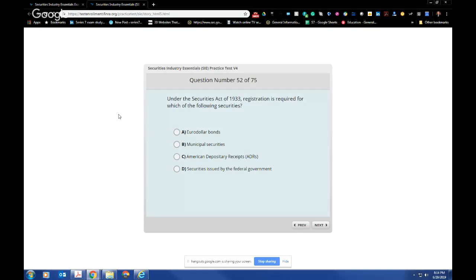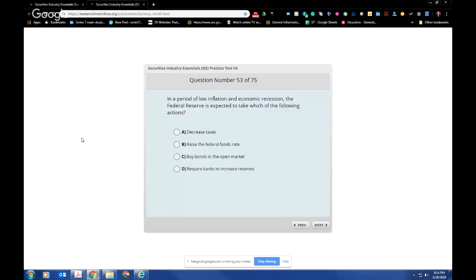And federal government securities don't have to register. Remember, these are exempt. Look up your exempt lists. Governments, munis, banks, common carriers, utilities, commercial paper, short ones. Reg D, Reg A, those are all exempt. They don't have to register. So I'm going to go ADRs.